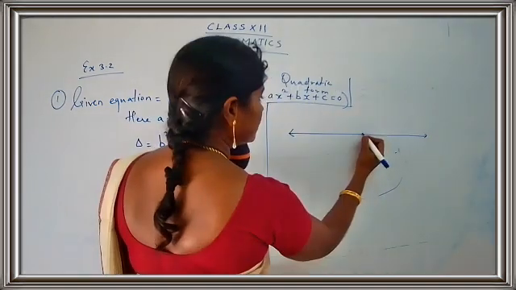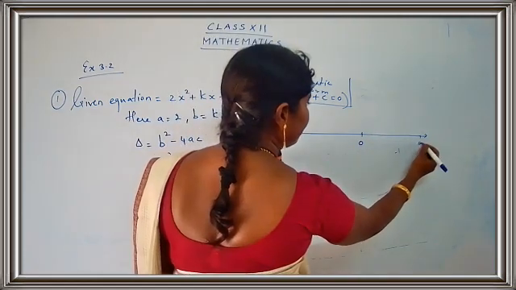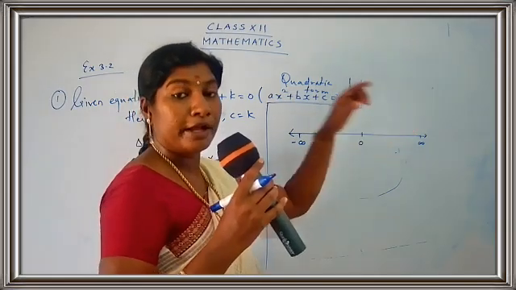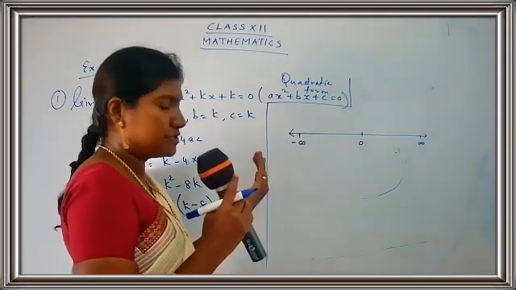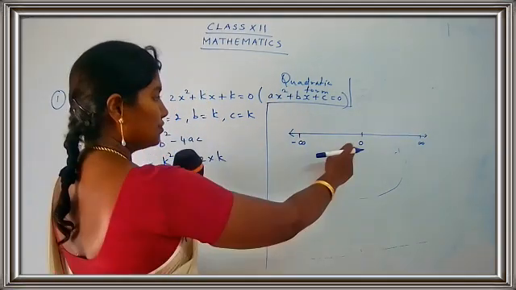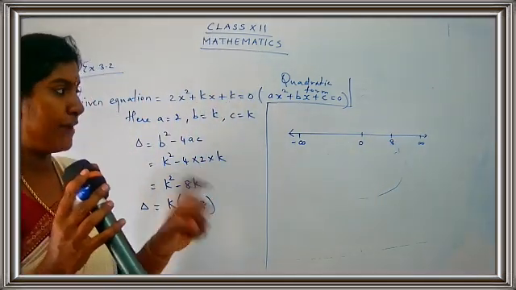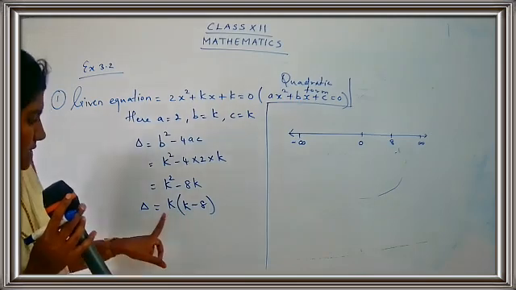Draw a number line. Just plot the point 0 and put your infinity. To the right side you take positive infinity and to the left side you take minus infinity. So 0 is here. I'm going to take 8. You may have a confusion why ma'am is choosing 0 and 8, because just see this number, children.